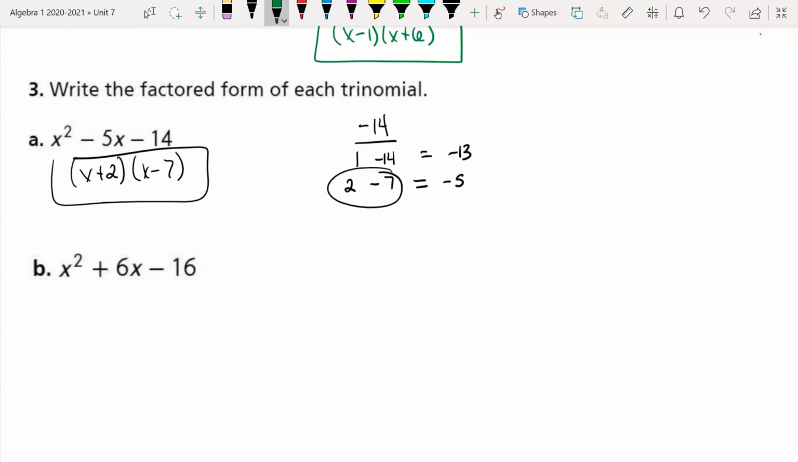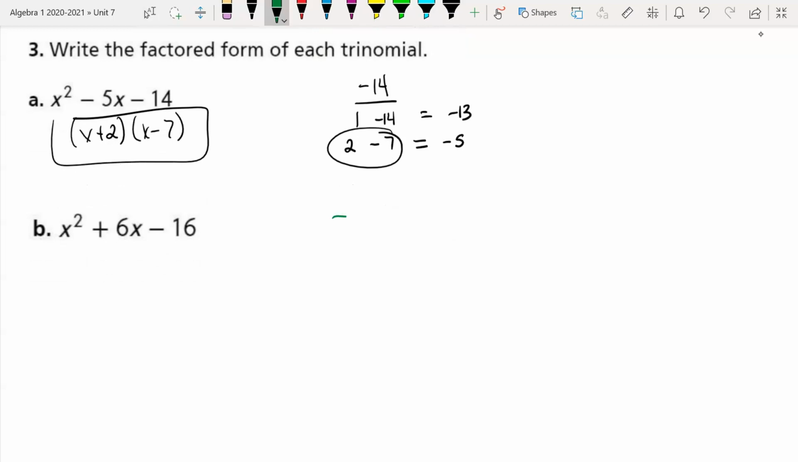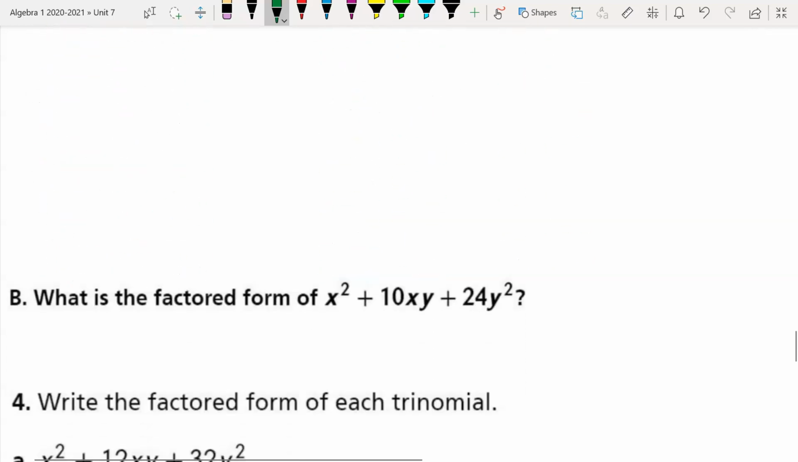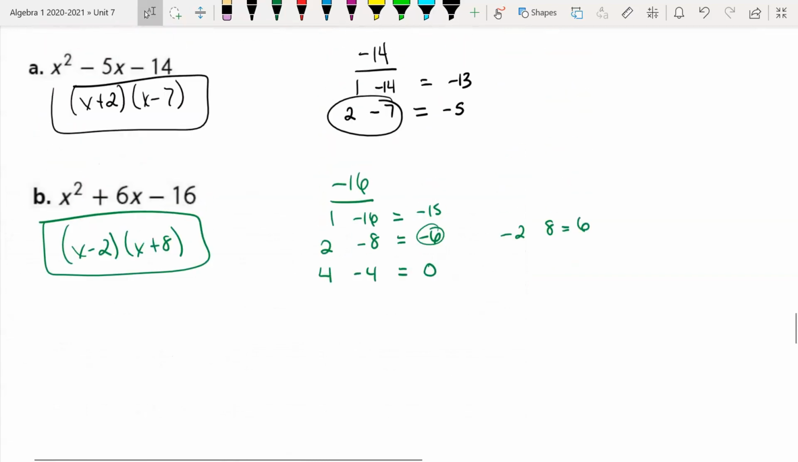So on A, it should have been a positive 2 and a negative 7. On B, notice mine, I got a negative 6. I want a positive 6. So if I switch the negative to the 2 instead of the 8, it gives me a positive 6. So I'm going to say x minus 2, x plus 8. Okay?